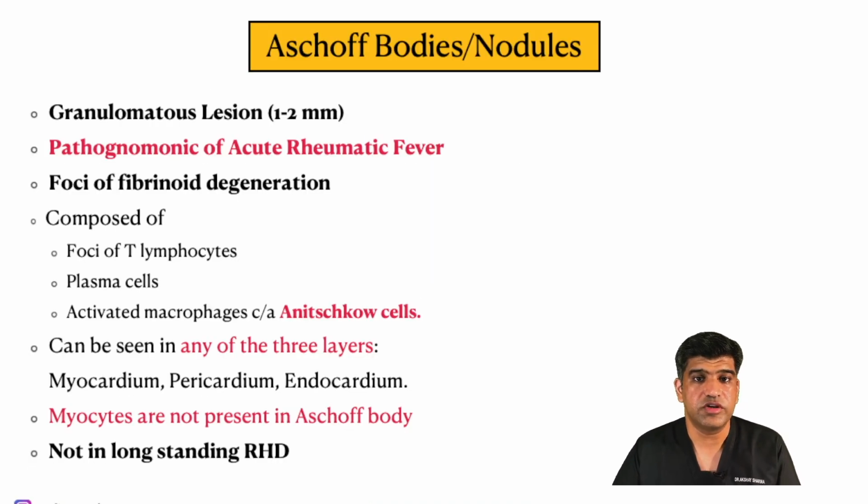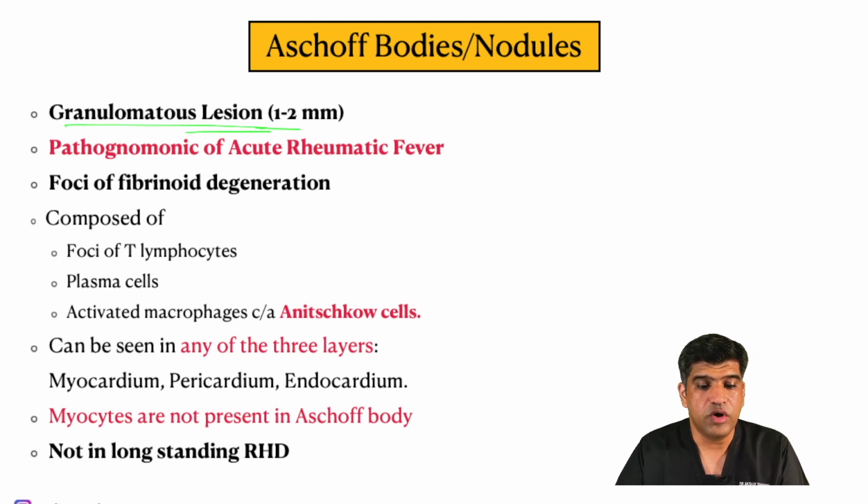Aschoff bodies, also known as Aschoff nodules. These are granulomatous lesions 1 to 2 mm in size. They are pathognomonic of acute rheumatic fever. This is very important. They are pathognomonic of acute rheumatic fever.